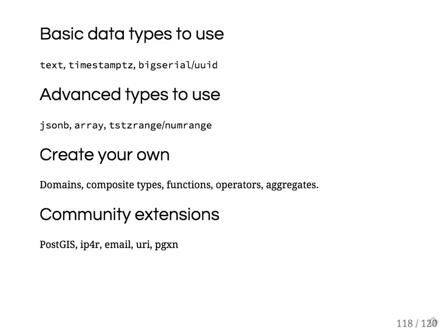For advanced types, JSONB has got all the hype, but don't underestimate the humble array and spend some time with range types. They're incredibly useful. If you're going to roll your own, you can use domains to constrain existing types. You can build composite types or use the ones that are already present in the form of your tables. And you can always add your own functions, operators, and aggregates. There's no reason why you shouldn't. Well, except good taste in operator design.